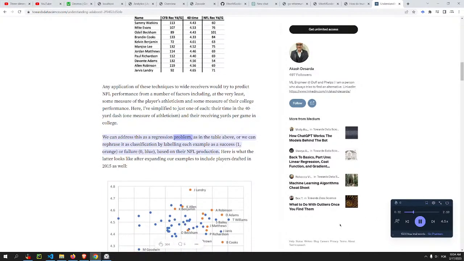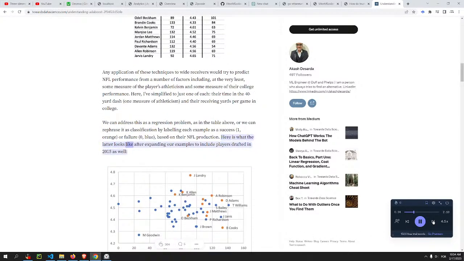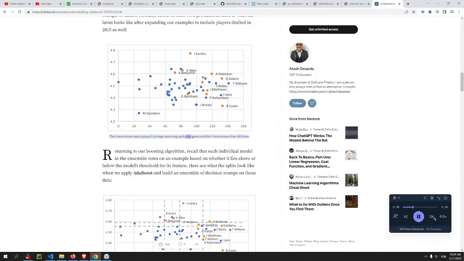We can address this as a regression problem, as in the table above, or we can rephrase it as classification by labeling each example as a success, 1, orange, or failure, 0, blue, based on their NFL production. Here is what the latter looks like after expanding our examples to include players drafted in 2015 as well. The x-axis shows each player's college receiving yards per game and the y-axis shows their 40.